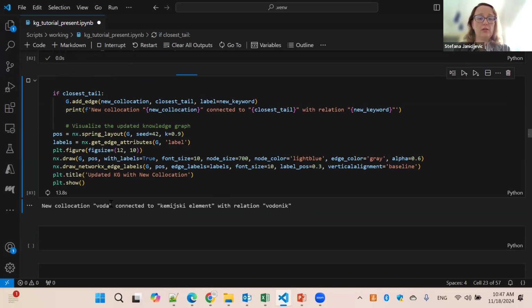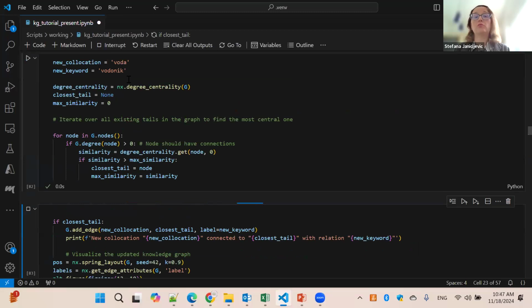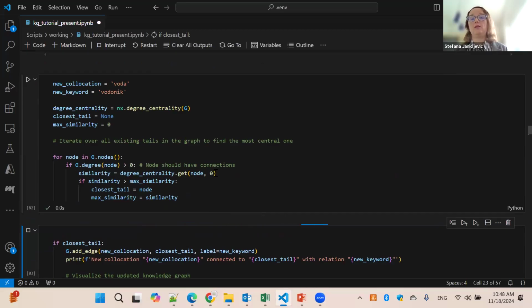But you can see voda and vodonic is connected to chemistry element. But I must say, this is because I know that chemistry element has the highest degree and is the most valuable and most significant. In that case, I try to find what else could be connected with that. So I typed voda and vodonic intentionally. If I wanted to find, I don't know, supermarket, it would be an error because again, it would be related with the chemistry element, since I'm looking for connection according to degree centrality. So the most important thing is how you are looking at the connection.